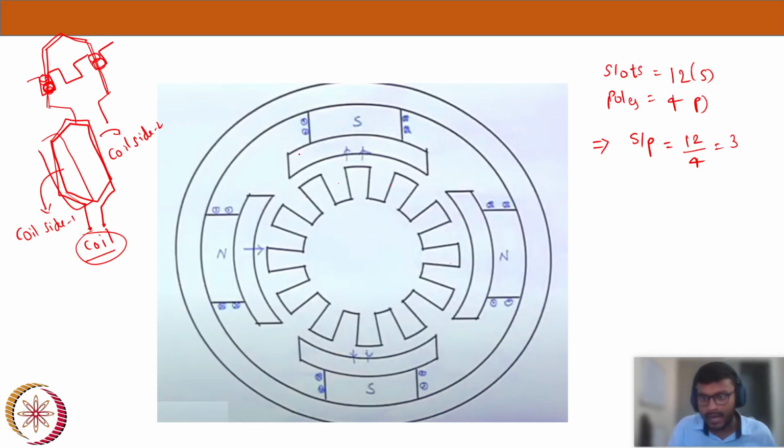Now with that idea, let's take a double layer winding. Double layer winding means each slot is housing two coil sides. So this might be one coil, and this might be another coil. Each slot is housing two coil sides. Now, how many slots do we have here? We have 12 slots. Since it's a double layer winding, in each slot I'm placing two coil sides.